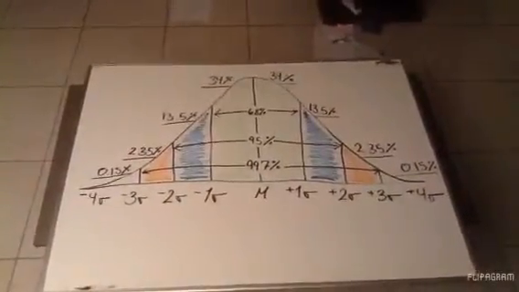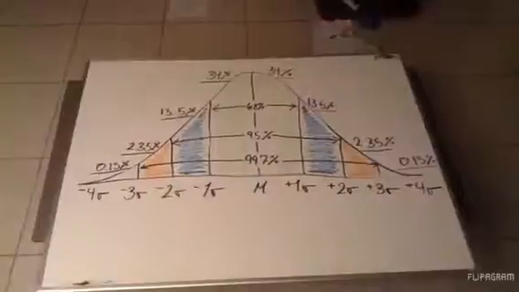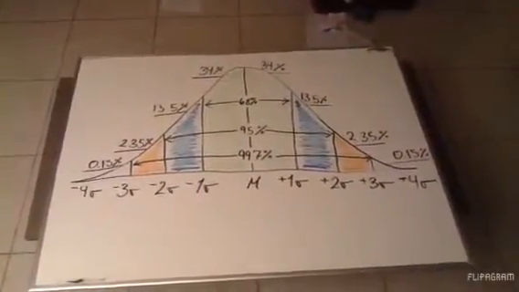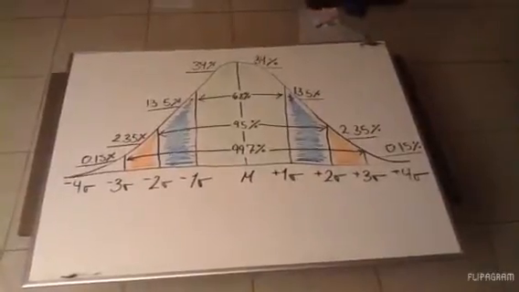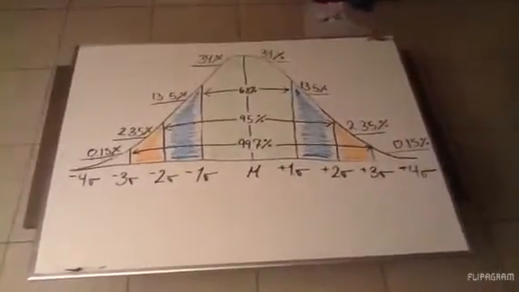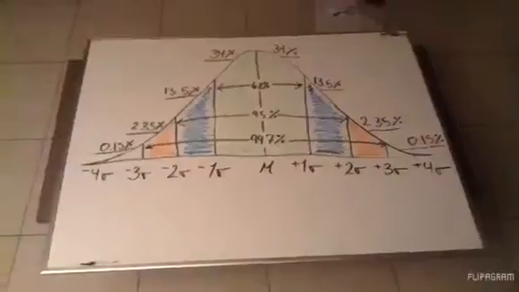Standard 1 deviation consists of 34%, standard 2 deviation consists of 13.5%, standard 3 deviation consists of 2.35%, and standard 4 deviation consists of 0.15%.